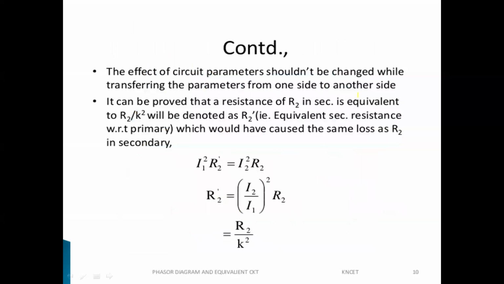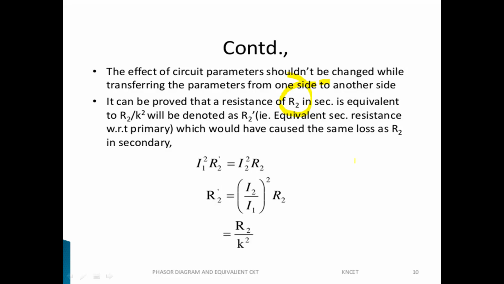Now we need to transfer the parameters from one side to the other, primary side to secondary side, or secondary side to primary side, without affecting their individual characteristics. Suppose the secondary resistance is R2. So this is the secondary resistance.